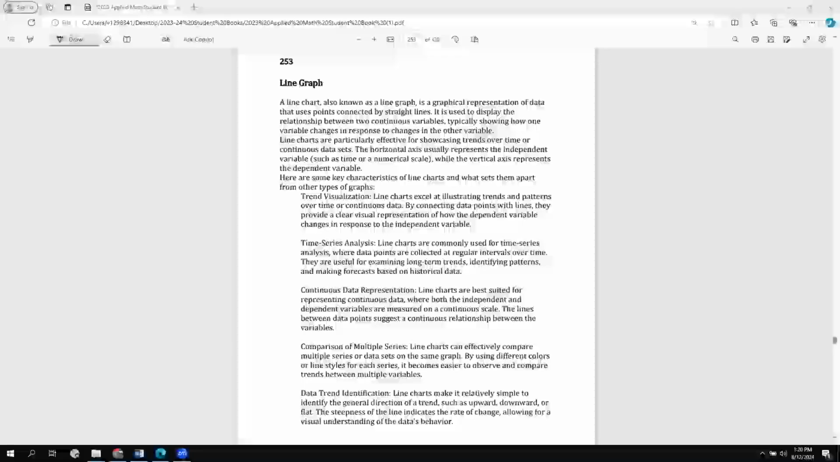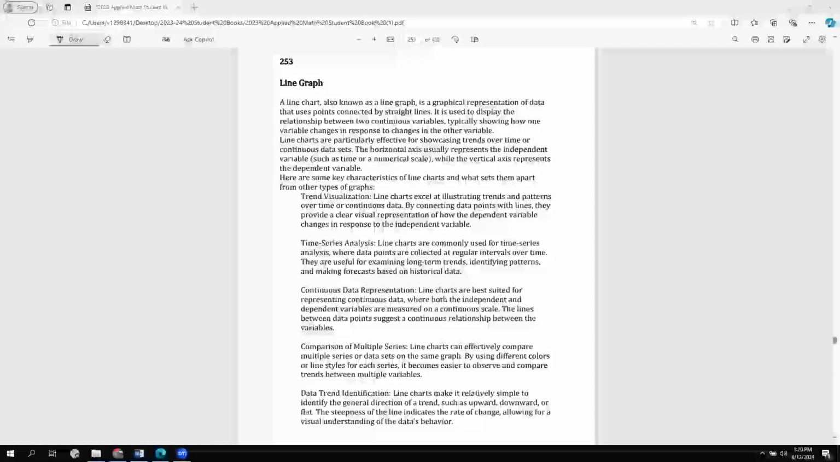Line graph. This is the next graph after bar graphs. Again, we're going to be describing different types of graphs that are located on the GED test. Again, these are not just for math. This will also be for social studies and science.